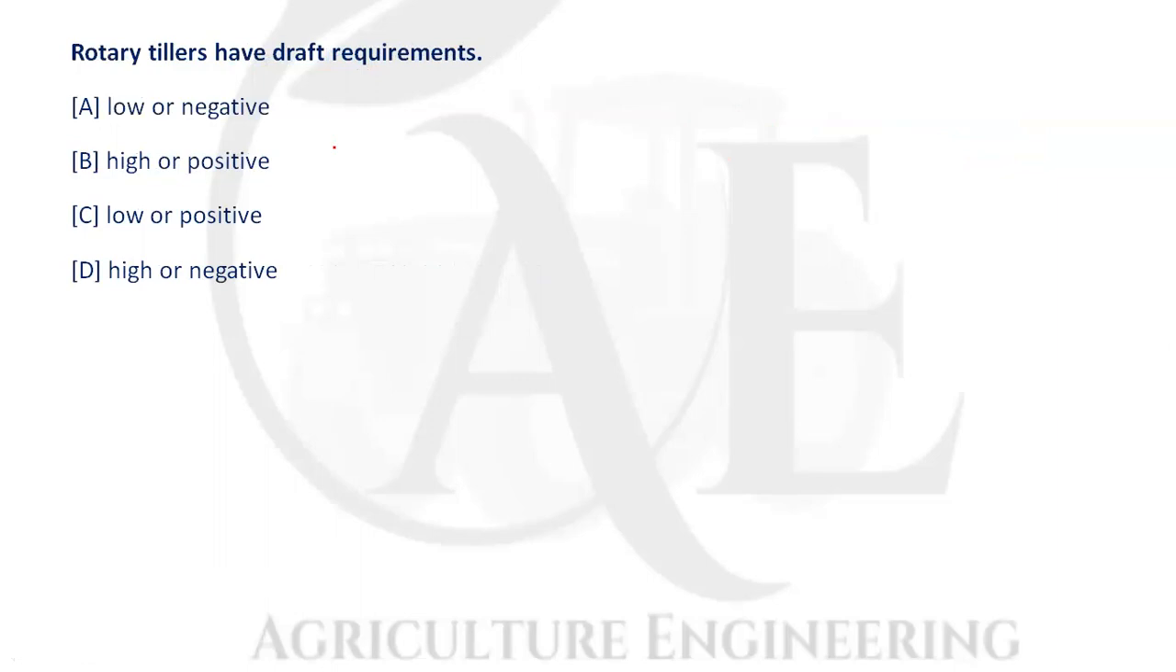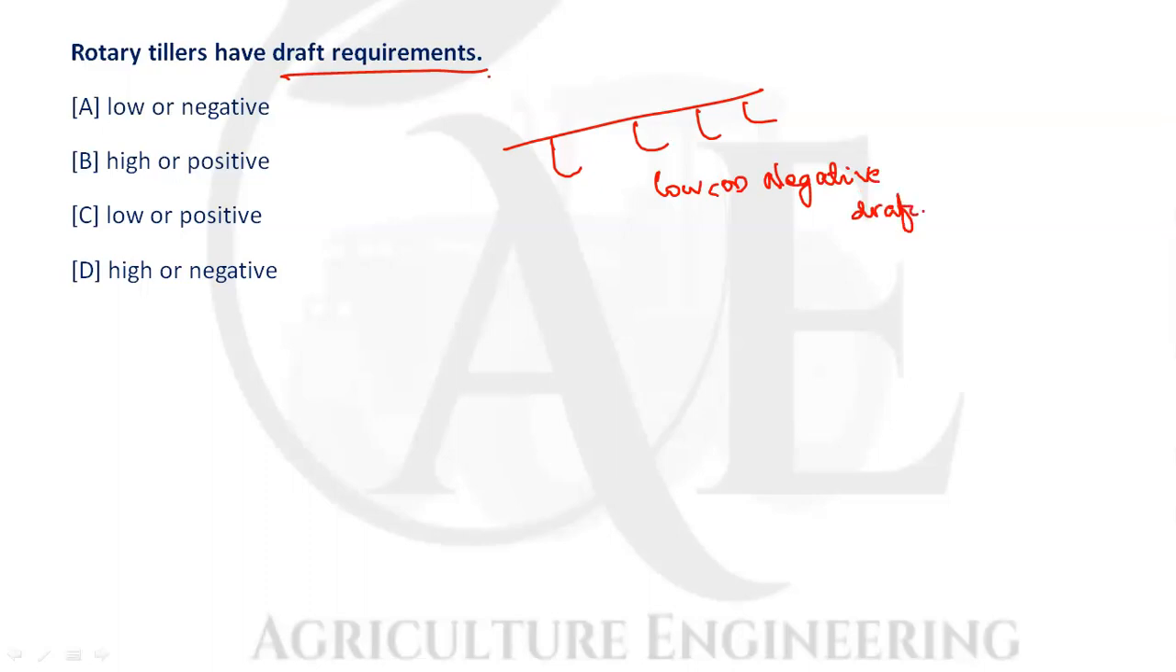Next question. Rotary tillers have draft requirements. They always have a low or negative draft. Basically the rotary tiller has a negative draft only. Okay, so option A is the correct answer.